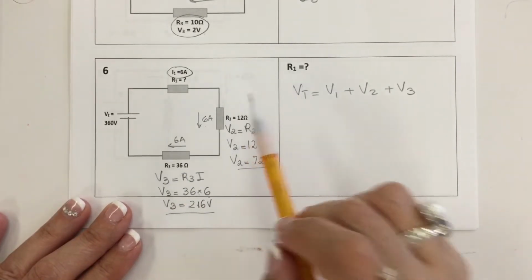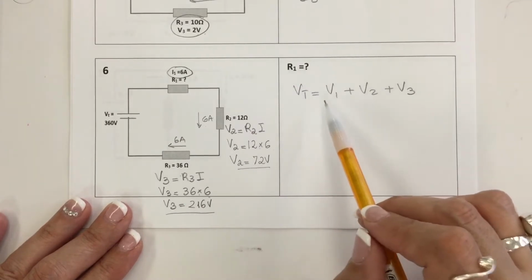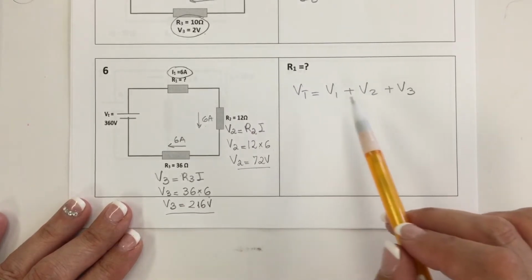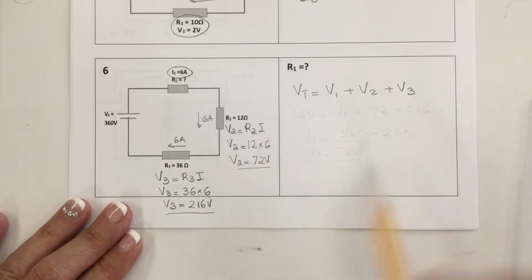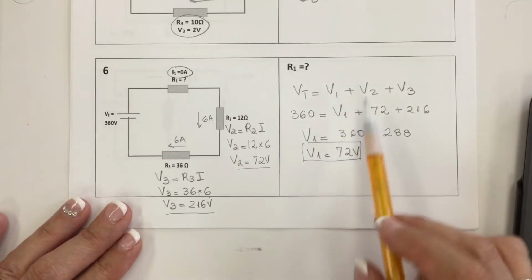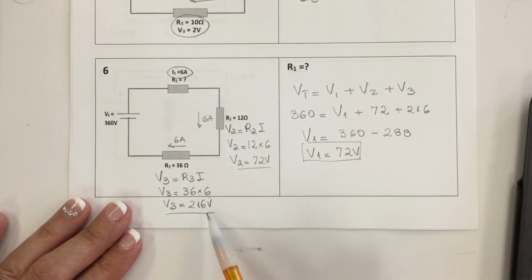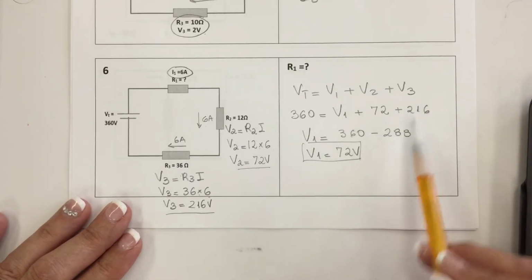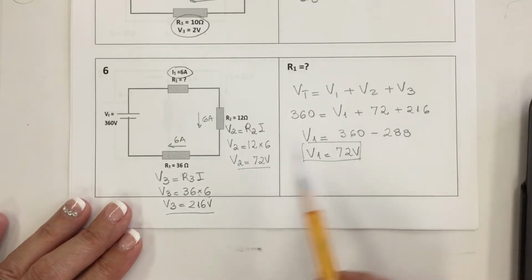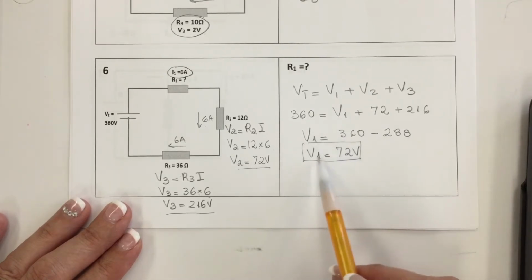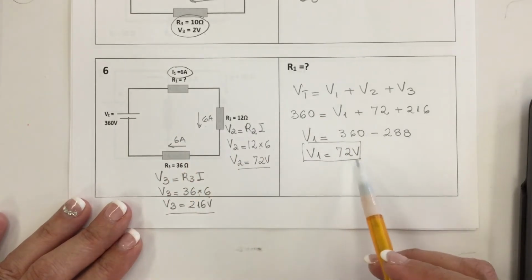For a series circuit, the total voltage is equal to the sum of the voltage drop on each resistor. So doing the substitution, V2 is 72, V3 is 216, adding them up is 288. So then the voltage drop on the first resistor is 72 volts.